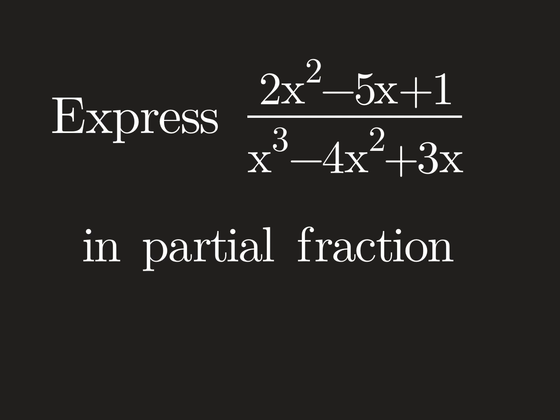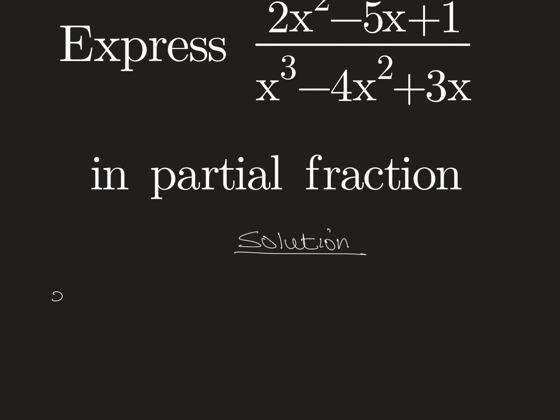Welcome back. We have a question here and it reads, express (2x squared minus 5x plus 1) all over (x cubed minus 4x squared plus 3x) in partial fraction. Solution: we have 2x squared minus 5x plus 1 all over x cubed minus 4x squared plus 3x.